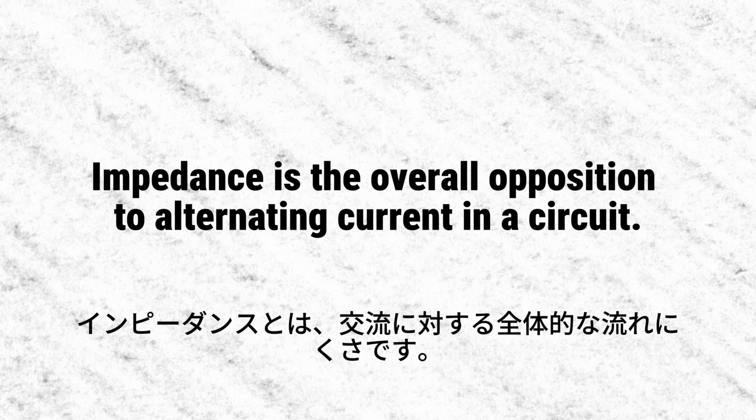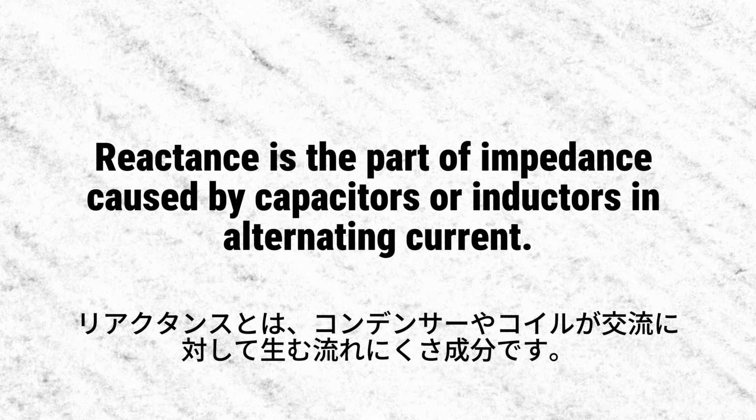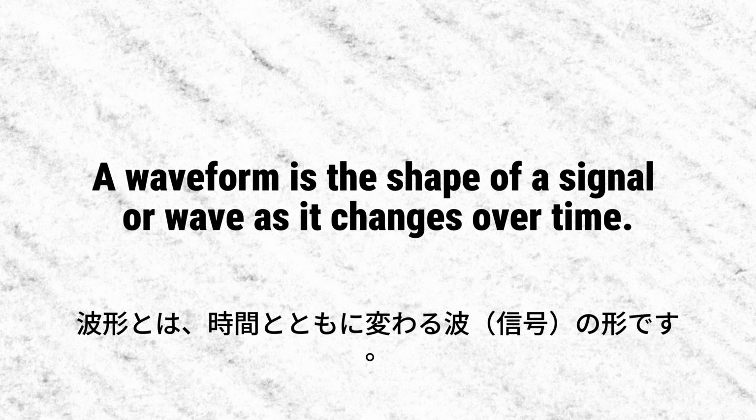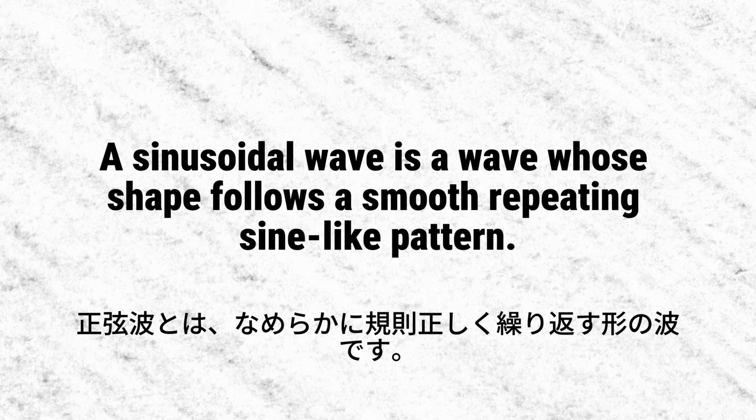Impedance is the overall opposition to alternating current in a circuit. Reactance is the part of impedance caused by capacitors or inductors in alternating current. A waveform is the shape of a signal or wave as it changes over time. A sinusoidal wave is a wave whose shape follows a smooth repeating sine-like pattern.